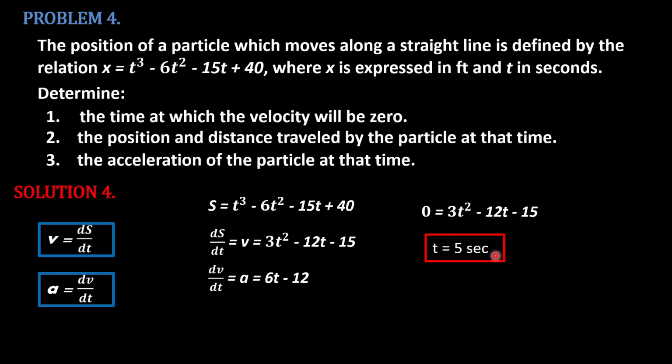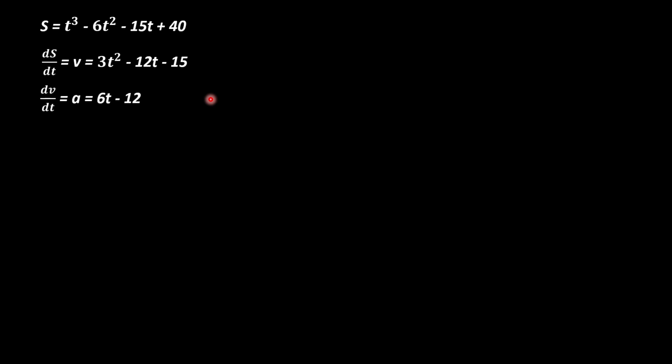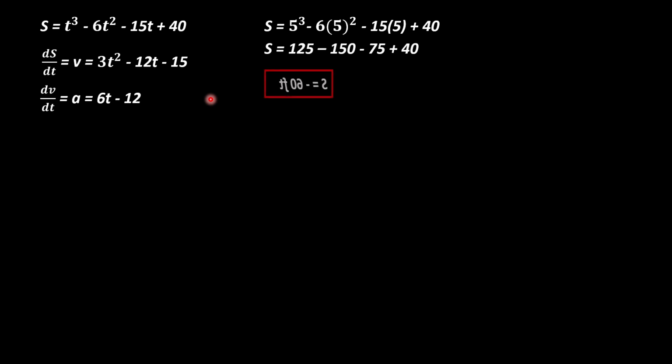Determine the position and distance traveled with the particle at that time. So, ang tinutukoy niyang time is yung 5 seconds. Yung gaano kalayo yung na-travel ng ating particle. So, gamitin lang natin yung equation ng distance: S equals t cubed minus 6t squared minus 15t plus 40. Gamitin natin yung equation 1. Substitute lang yung 5 seconds: 5 cubed minus 6 times 5 squared minus 15 times 5 plus 40. Calculating, it will be negative 60 feet.